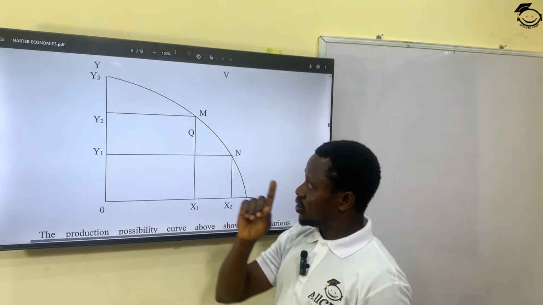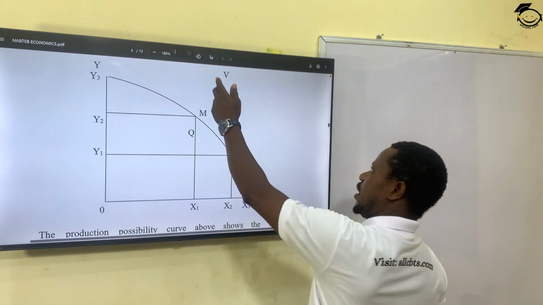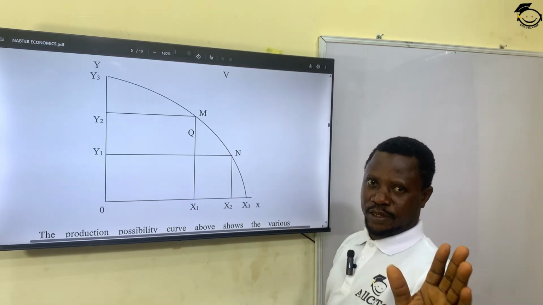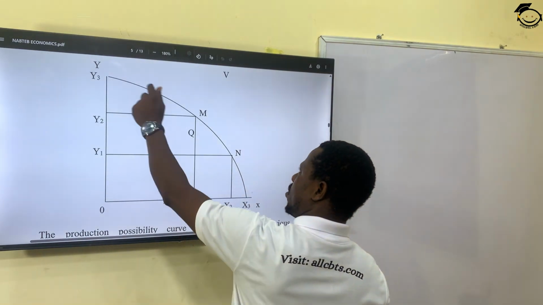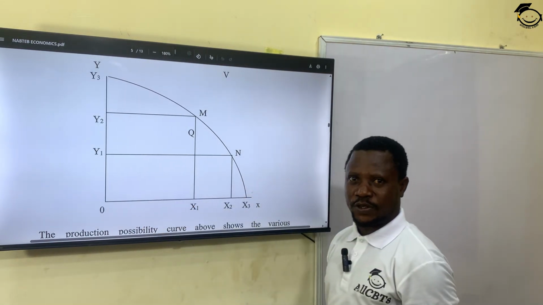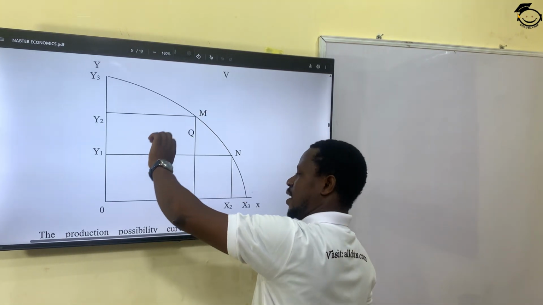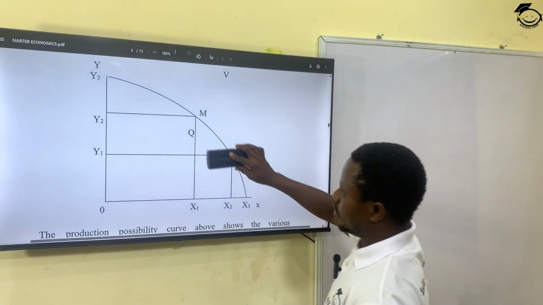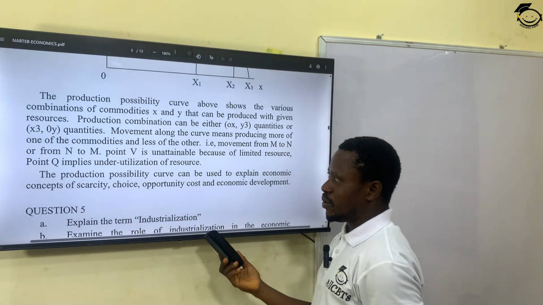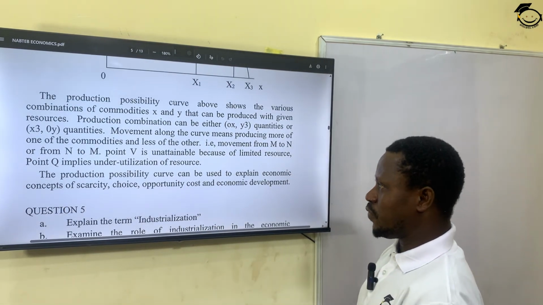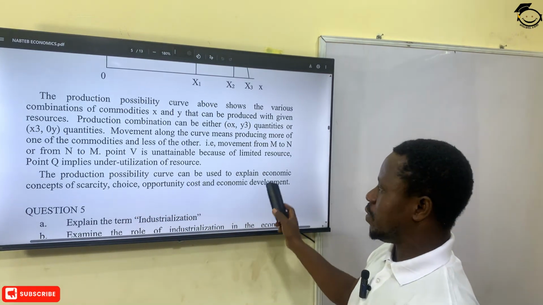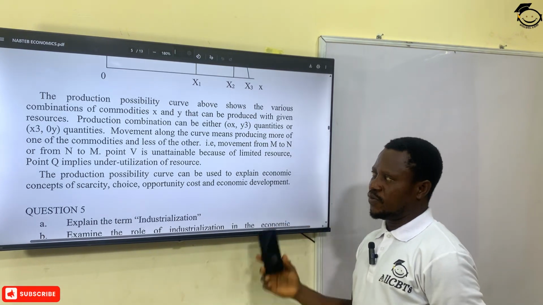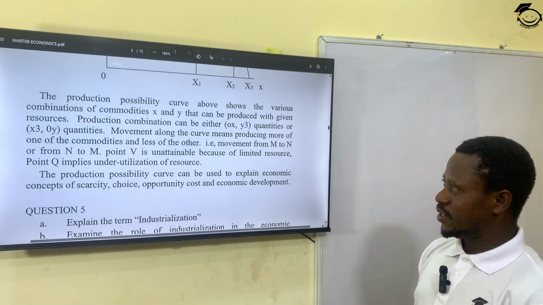Anything along this curve, just note three things. One, any point above the curve, outside the curve, is unattainable. Take note of that. And points along the curve, they are what? Full utilization of resources. And any point inside or under the curve is called underutilization of available resources. When I say something is underutilized, it means they are not fully engaged. So the production possibility curve can be used to explain the economic concepts of scarcity, of choice, of opportunity cost, and of economic development. All right? I hope you enjoyed this interpretation.